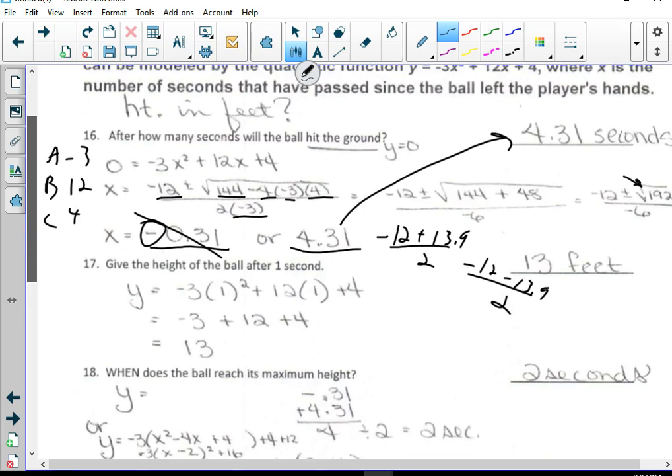Okay, number 17 is very easy. It says, where will the ball be in 1 second? All you do is take this 1 and plop it in for x in the original formula. So 1 squared is 1, times negative 3 is negative 3. 1 times 12 is 12, and plus 4 just stays. Crunch the numbers, you get 13. So it's 13 feet.